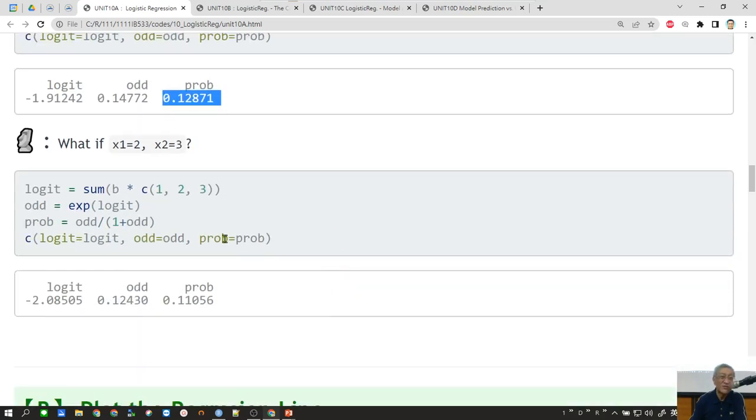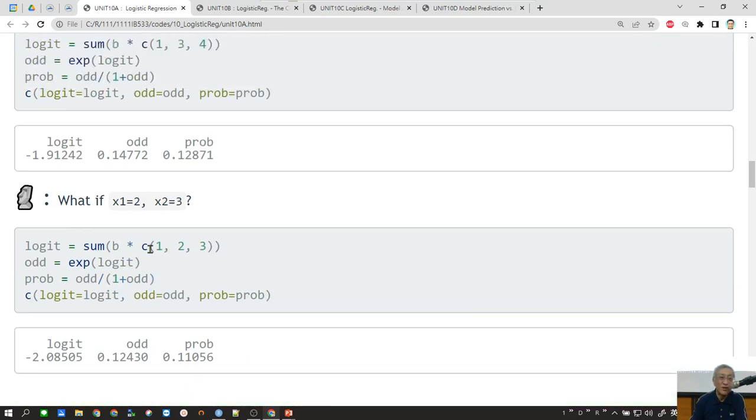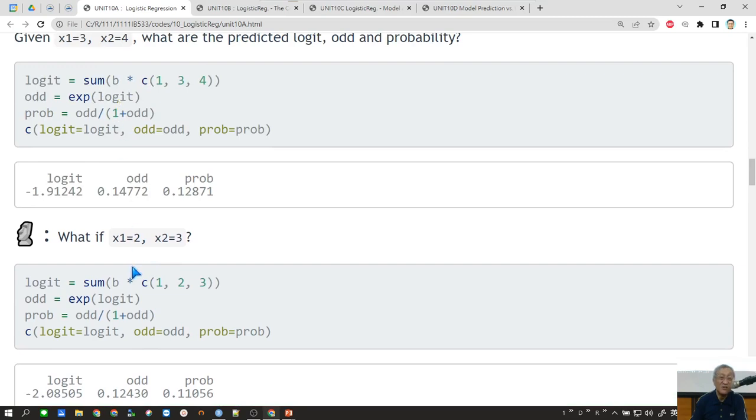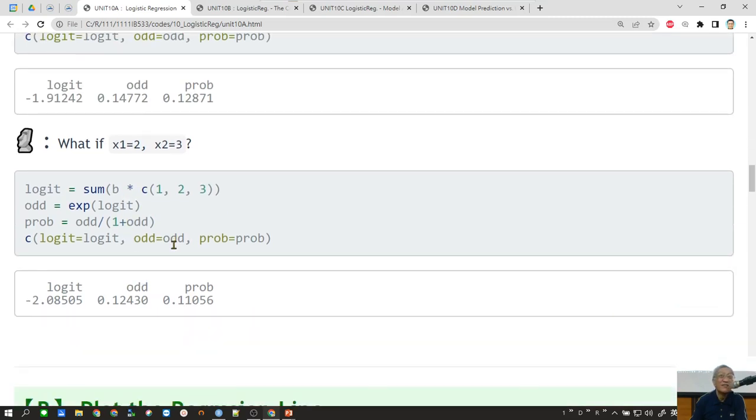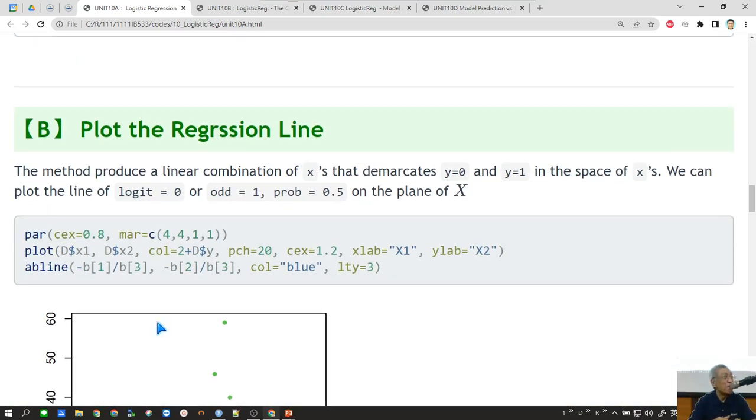So this is just another example, right? The benefit of writing a program is that you only write the program once, right? And you can run the program again and again, right? See, you extract the coefficients, and for any given combination of X, you can calculate the logit, the odd, the probability of Y equal to 1. Get it? Okay, so that is basically the basic idea about logistic regression. Any question up to this point?